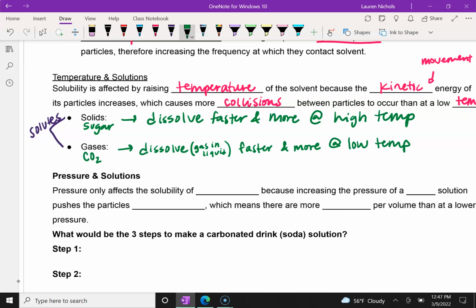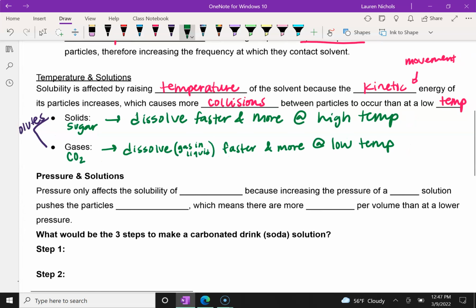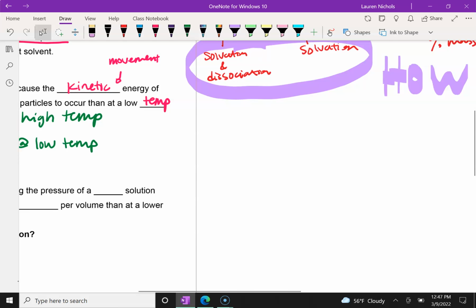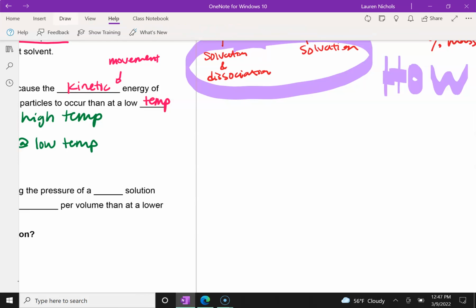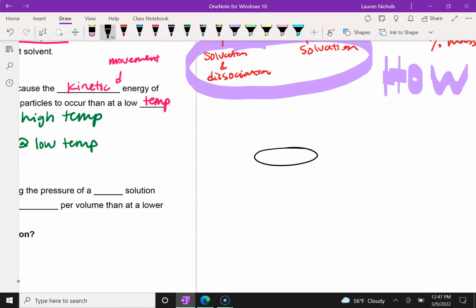So let's think about what's actually happening when you open a soda, okay? So if you have a soda can, right? So let's say we have our soda, okay?